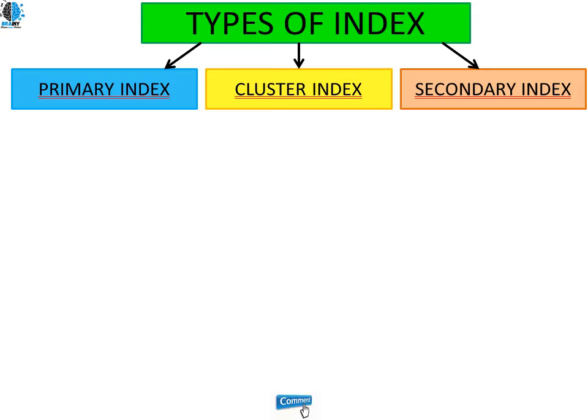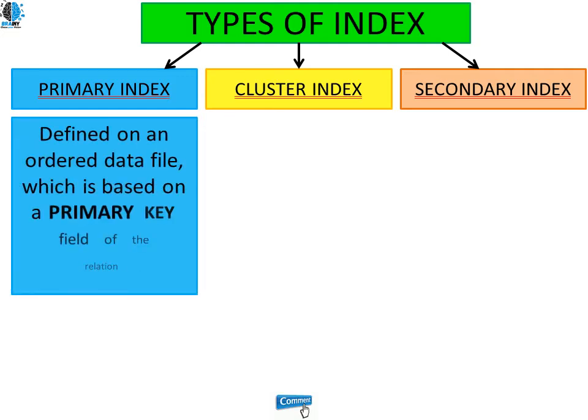By the name itself, primary index is the primary, main one. Next we have the secondary, and in between that we have the cluster. So let's see the first one, primary index. Primary index is always defined on an ordered data file. Ordered data file means sorted, either in ascending order or descending order.